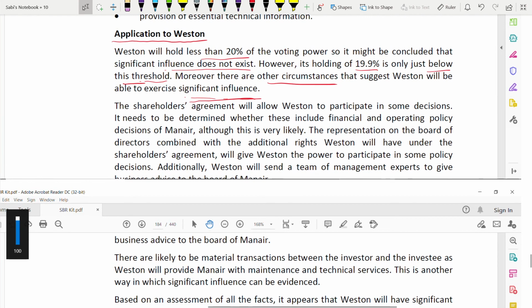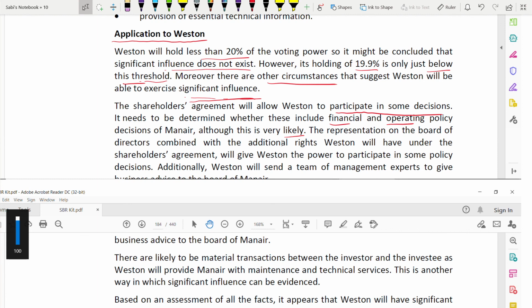Let us read. The shareholders agreement will allow Weston to participate in some decisions. Some decisions they can, if not all, at least some decisions they can participate in. The agreement shows it. It needs to be determined whether this includes financial and operating policy decisions or minor ones. They have to determine whether the decisions are financial or operating decisions. Although this is very likely. It's very likely that it would be financial or operating policy decisions only. Representation on the board of directors combined with additional rights Weston will have under the shareholders agreement will give Weston the power to participate in some policy decisions.